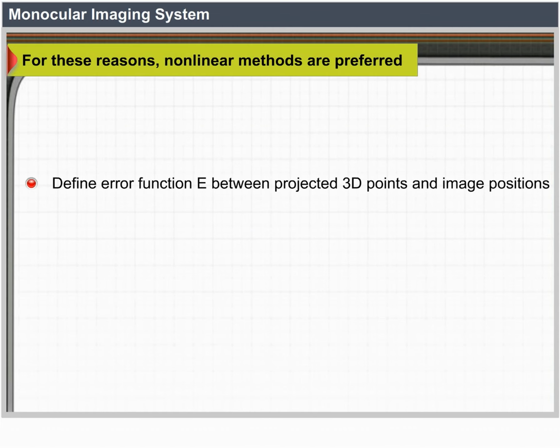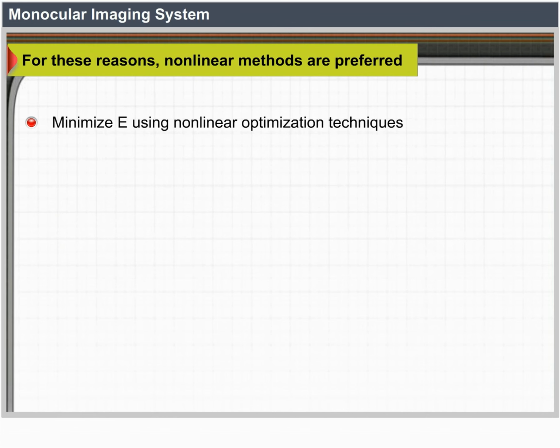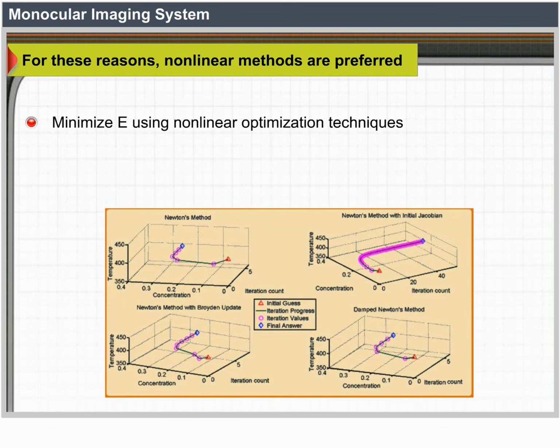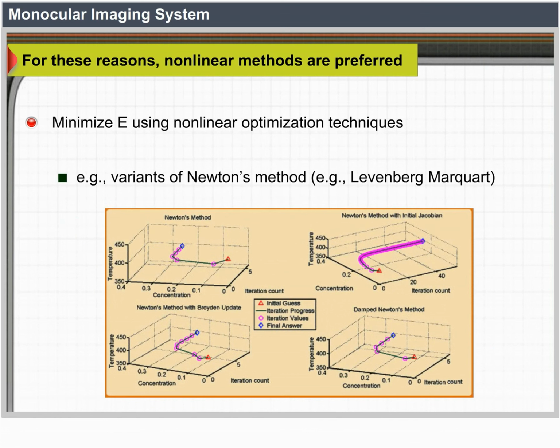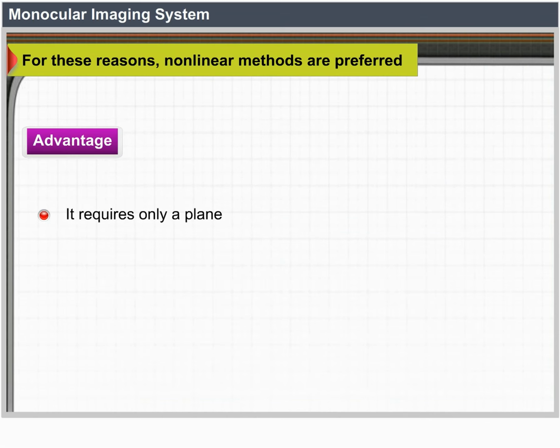Define error function E between projected 3D points and image positions. E is a nonlinear function of intrinsics, extrinsics, and radial distortion. Minimize E using nonlinear optimization techniques, for example, a variant of Newton's method, that is, Levenberg-Marquardt. Advantage: it only requires a plane, and you don't have to know positions or orientations.